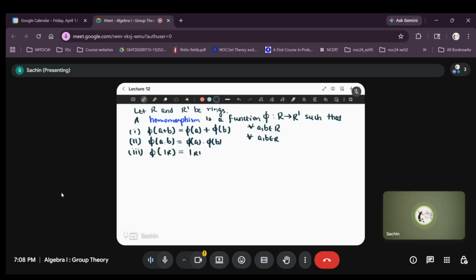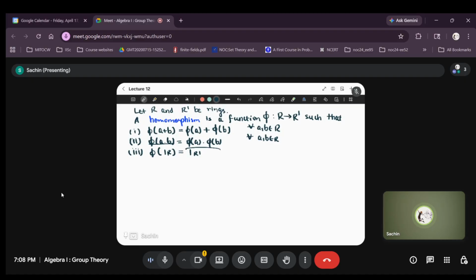So that you directly get from the operation preservation. That is phi of A plus B is equal to phi of A plus phi of B. That directly gives you that phi of 0 must be equal to 0. But if you take phi of A into B is equal to phi of A into phi of B, that does not directly give you that phi of 1 is equal to 1. Because if you take A is equal to B is equal to 1, you get phi of 1 on the LHS in the second point here. But on this side, you'll get phi of 1 into phi of 1.